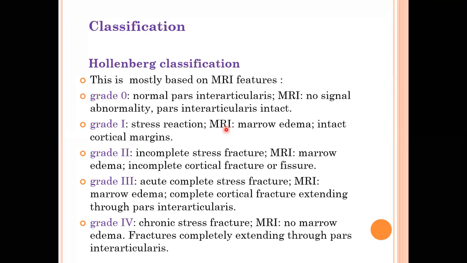Grade 2, incomplete stress fracture: MRI shows marrow edema with incomplete cortical fracture or fissure. Grade 3, acute complete stress fracture: MRI shows marrow edema plus complete cortical fracture extending through the pars interarticularis. Grade 4 is a chronic stress fracture: MRI shows no marrow edema, while the fracture completely extends through the pars interarticularis.